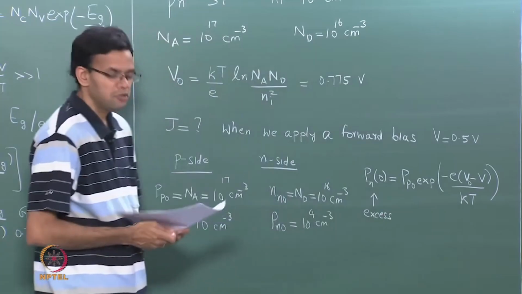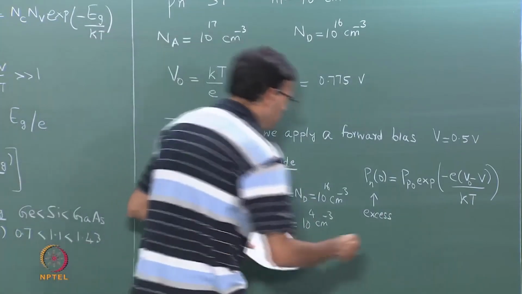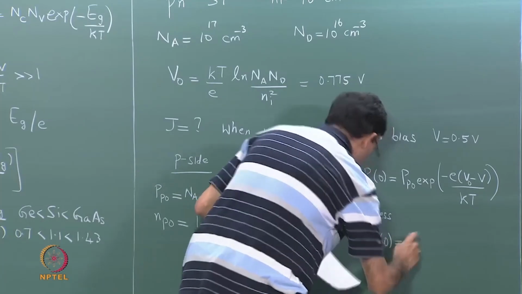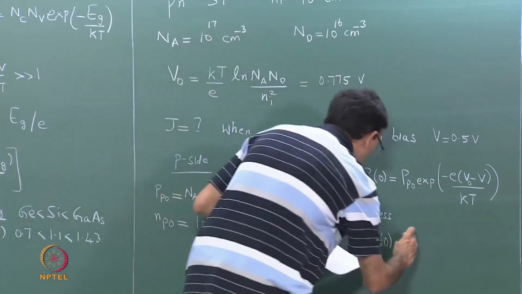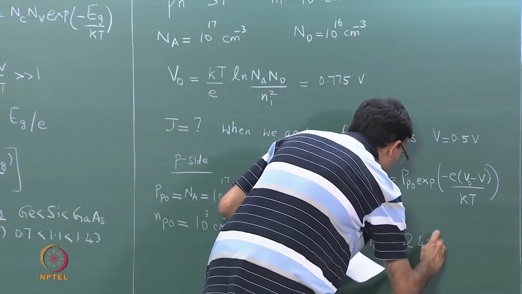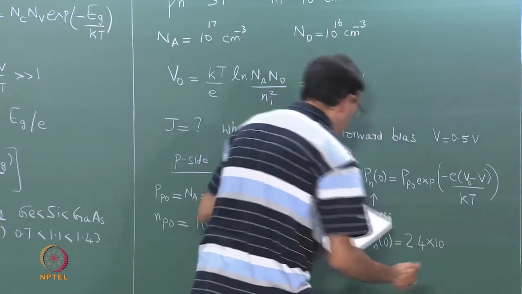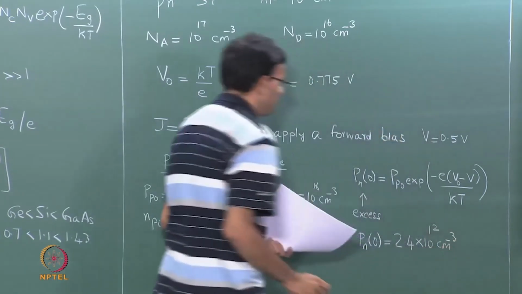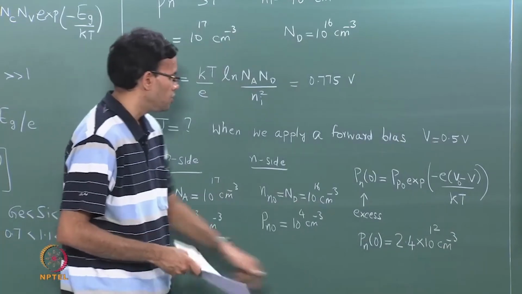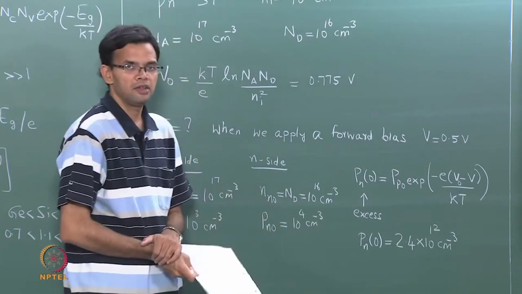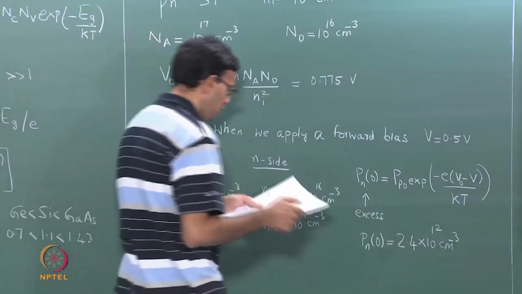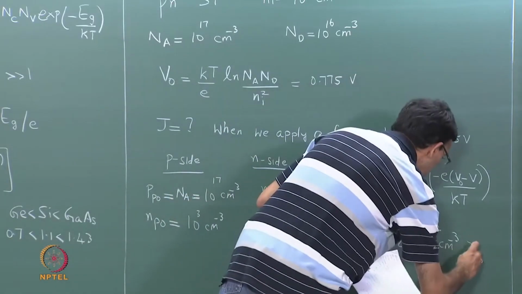So, if you substitute the numbers and evaluate, Pn at 0 turns out to be 2.4 times 10 to the 12 per centimeter cube. So, this number is much greater than the equilibrium concentration of holes on the n side, which is here. So, this is much greater.